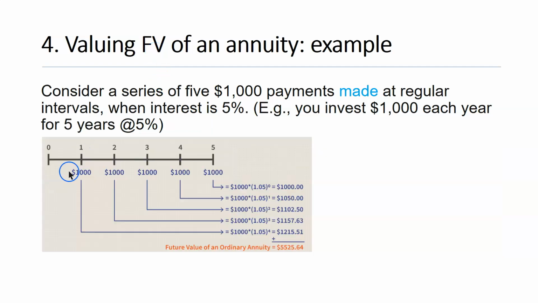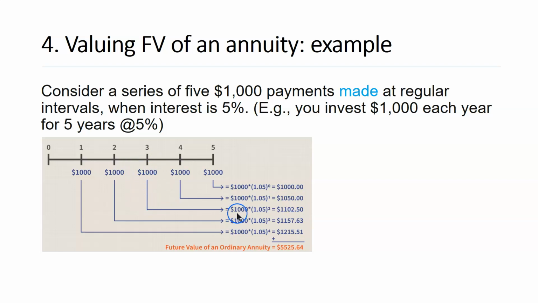What you can do here, you can try to compound each of these payments in turn. For example, the final payment which you make in year 5 will not be compounded because you've just made it, you haven't earned any interest on it. The payment which you've invested in year 4 will be compounded once, so your compounding factor will be raised to power 1, and you will be able to earn 5% once during this final year. So this specific payment will be worth $1,050 at the end of the investing period.